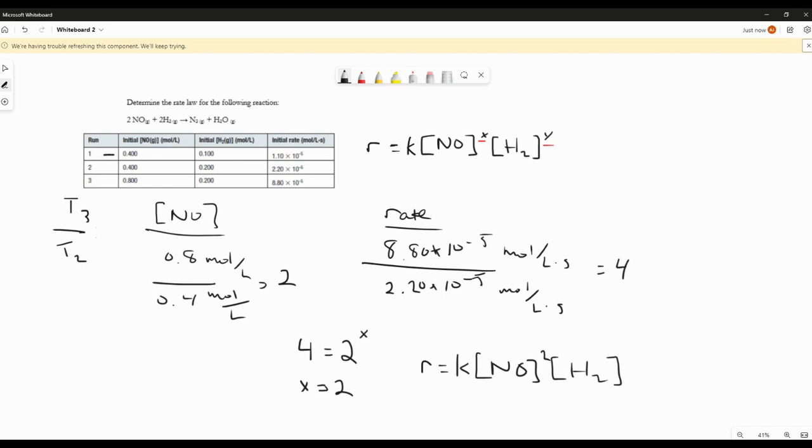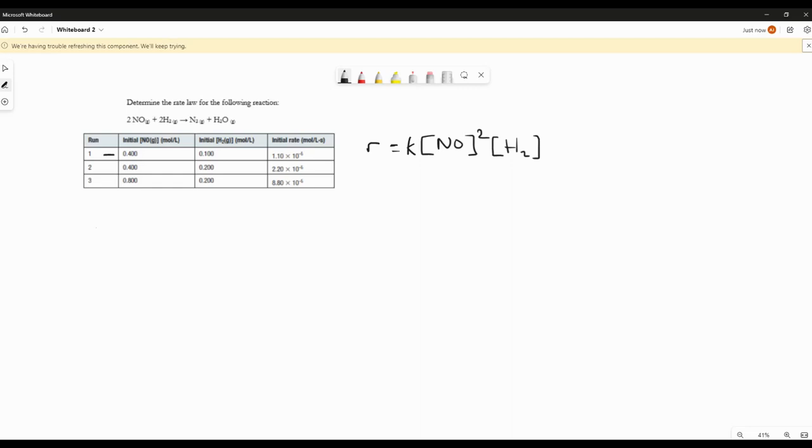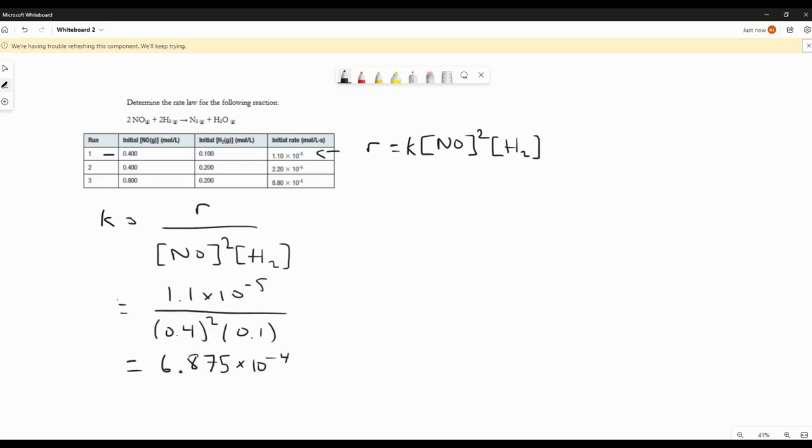Let's now solve for K. To solve for K, we are going to take the data from one of our trials, and we'll choose trial 1, and substitute the values in and solve for the unknown. I'll rearrange the equation first to solve for K, and then substitute in our data. So here's our constant, 6.875 times 10 to the negative 4.